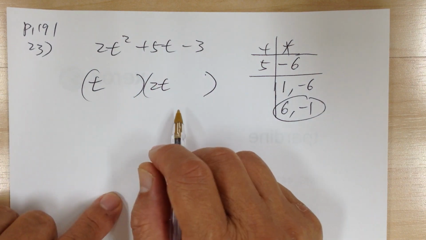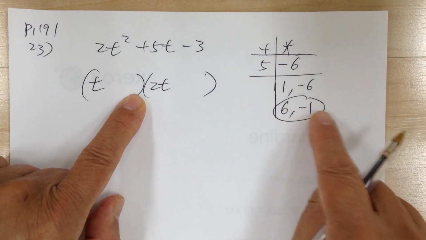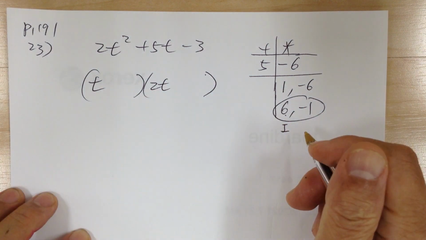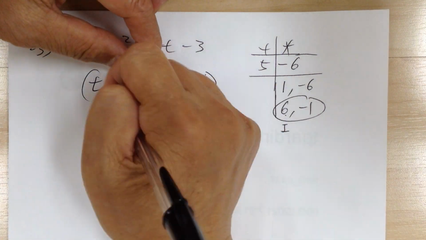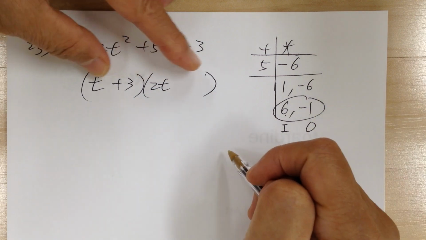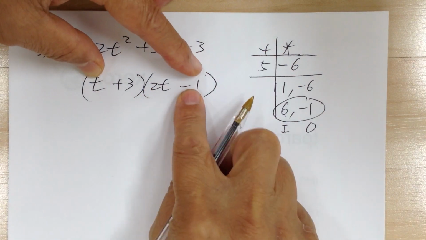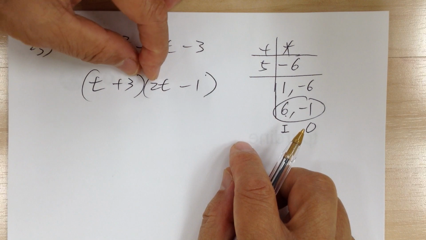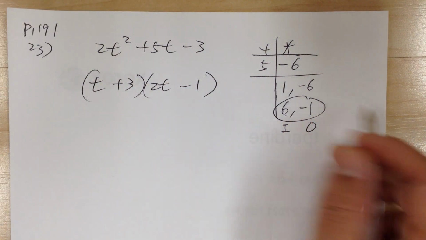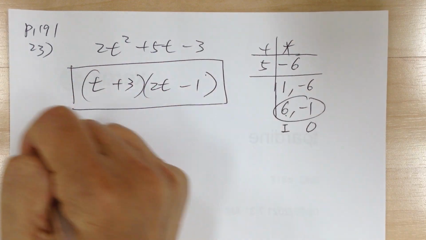Okay, so now you have to do the inside. Which one is a multiple of 2? This is a multiple of 2, so this has to be the inside, right? So you have to multiply, so this would be plus 3, right? 2 times 3 gives you 6, and this is the outside, so it would be minus 1, right? 1 times minus 1 gives you minus 1. So again, that's your inside. You have to multiply to get that, multiply to get that, okay? And that's your answer for number 23.